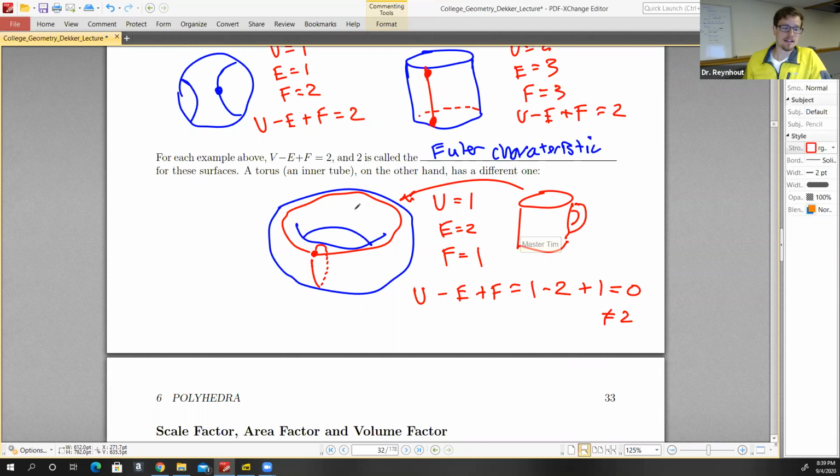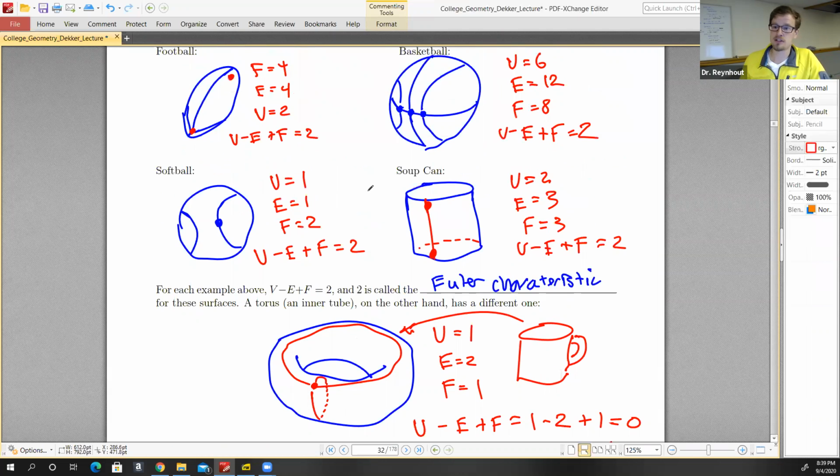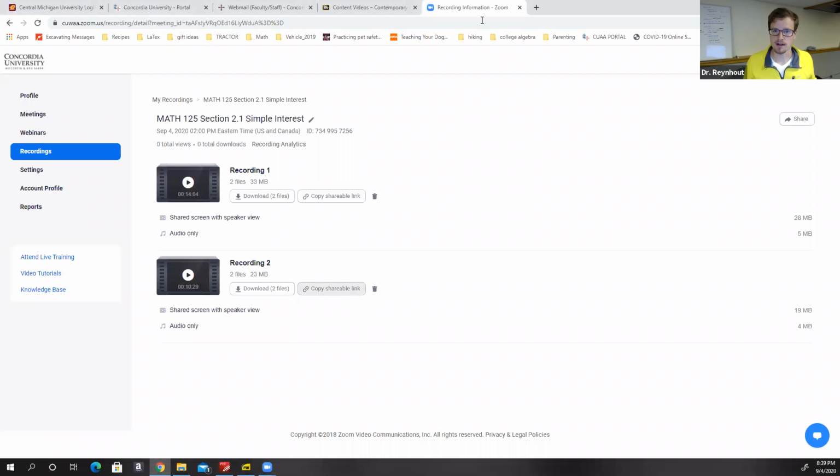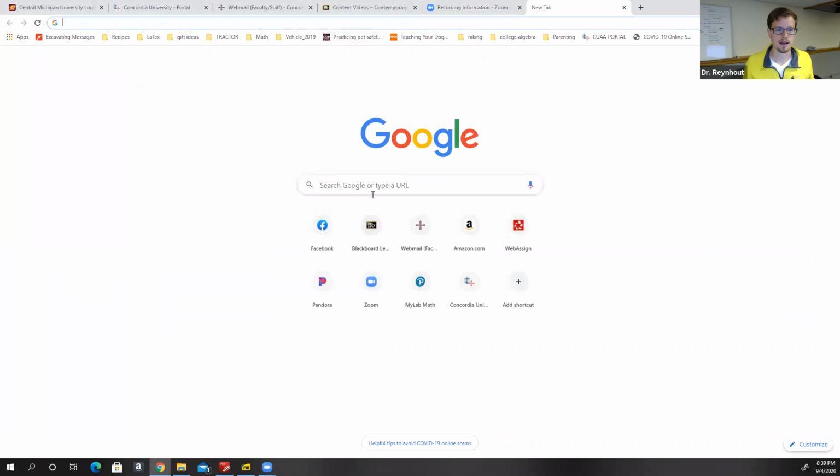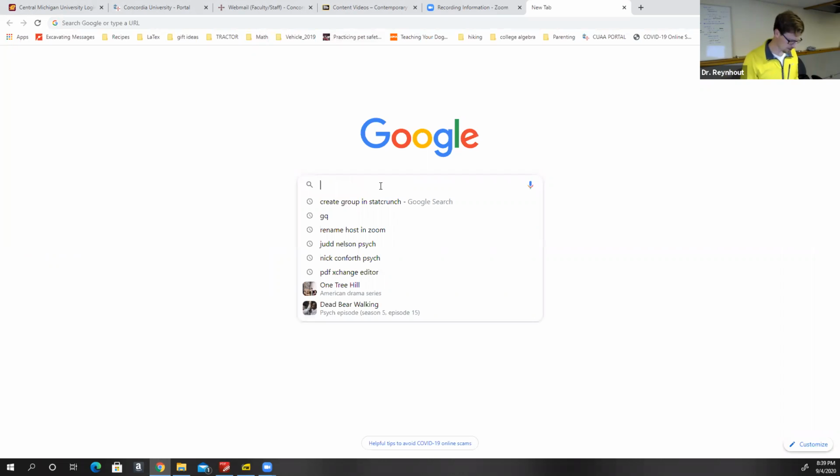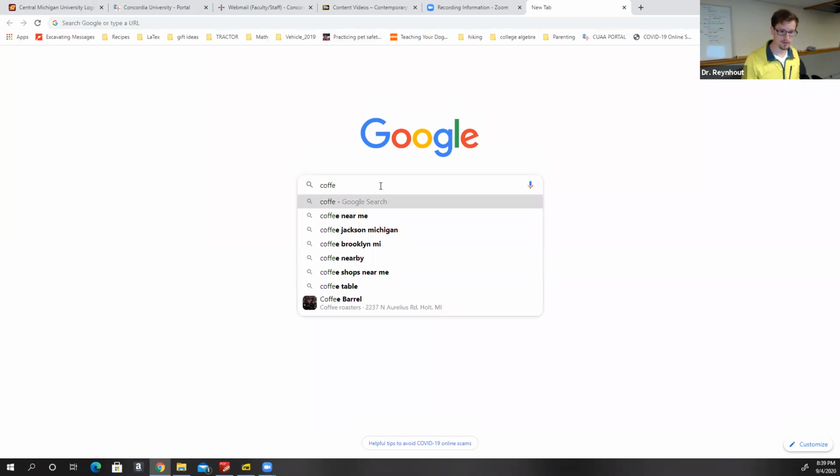So this is the idea of topology. What things can be shaped into other things? And yes, there are plenty of examples of molding a coffee mug into a donut. So coffee mug, two E's in coffee, into donut.